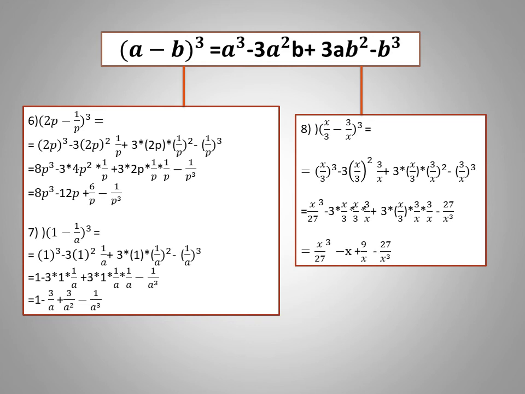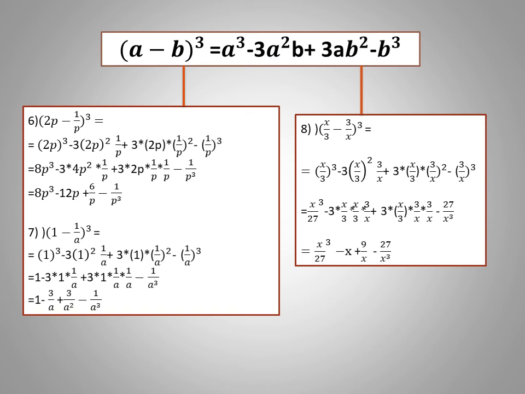Now, sum number 8. x upon 3 minus 3 upon x, bracket raised to 3. Then you will get x upon 3 bracket square bracket cube. We are taking the cube. x upon 3 bracket cube minus 3 into x upon 3 raised square into 3 upon x plus 3 into x upon 3 into 3 upon x bracket square minus 3 upon x bracket cube. First, x raised to 3 means x cube upon 3 cube means 27. Then first term will become x raised to 3 upon 27.